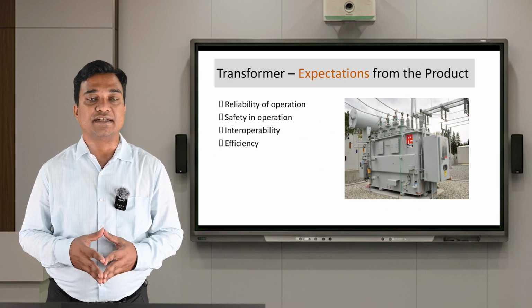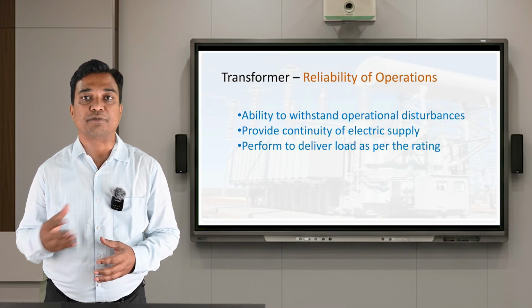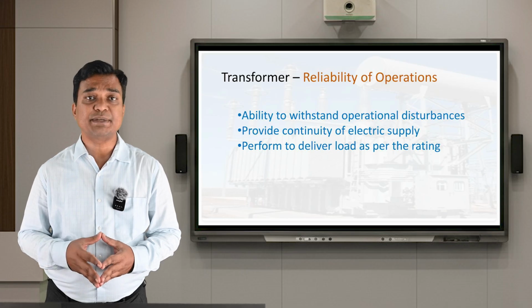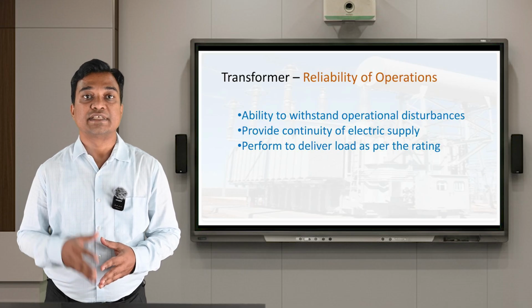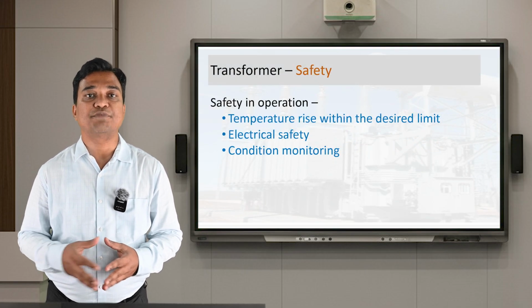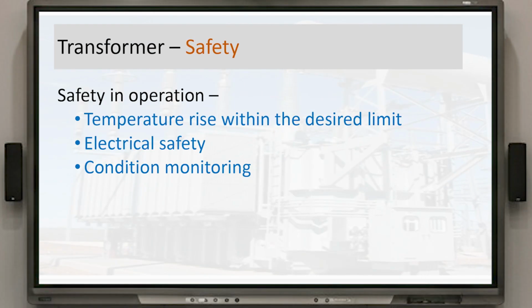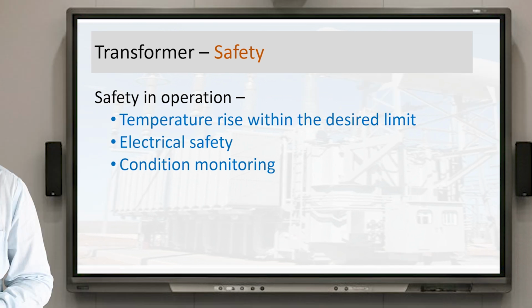What do we understand by reliability in transformer operation? It is expected that the transformer has the ability to withstand operational disturbances while maintaining continuity of electricity supply and is able to deliver load as per the rating of the transformer. Similarly, when we say safety in operation of transformer, we expect that it should be safe to operate the transformer without abnormal temperature rise, leakage, faults that can cause safety hazards under normal operation conditions.